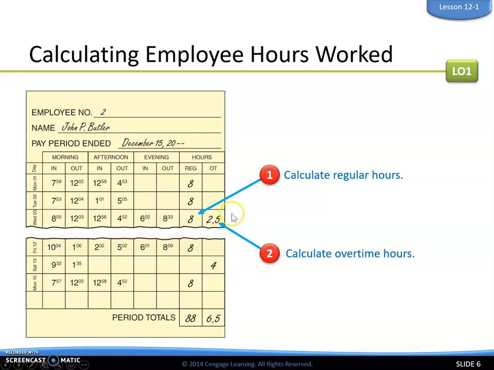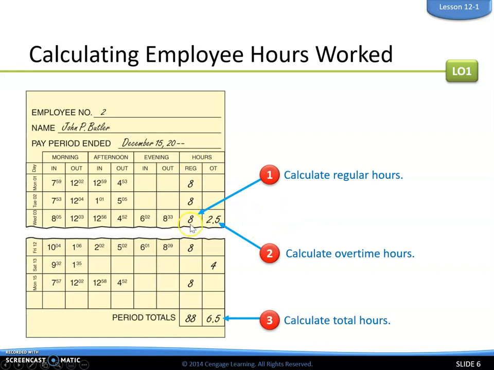Another thing that I want to point out too is that when I'm calculating these, I see 7:59. We're going to round that, and that's going to be 8 o'clock. When I see this one too, 8:05, we're going to round that, and that's going to be 8 o'clock. So usually we round to the nearest hour.